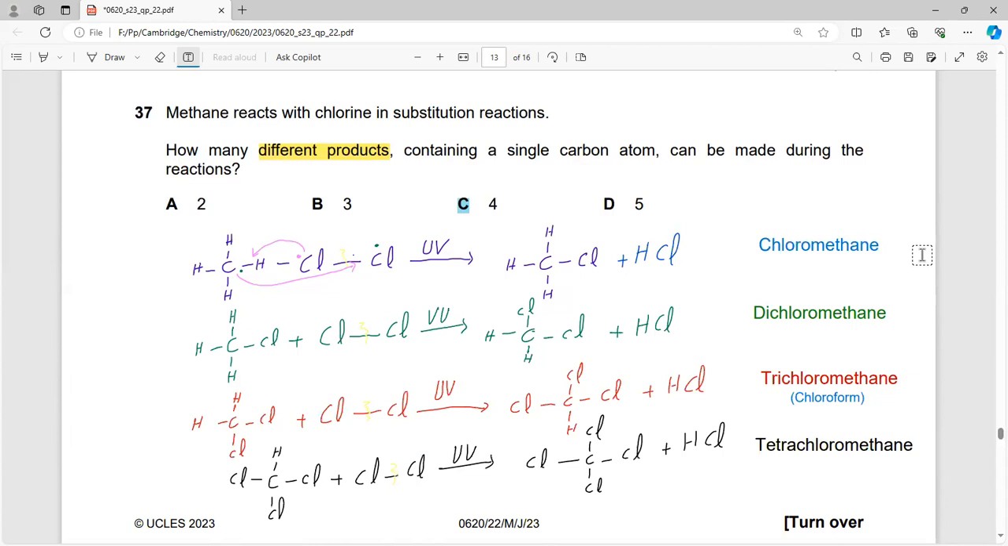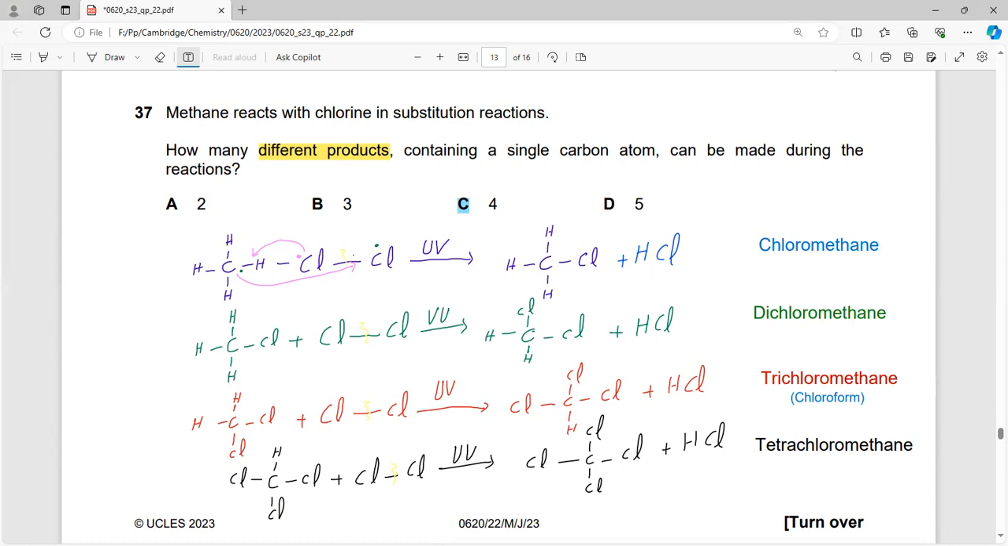This process continues as long as hydrogens are available on the carbon. Ultraviolet light acts again in the propagation reaction, the chlorine is continuously released, and this converts chloromethane into dichloromethane. In the same way, dichloromethane undergoes substitution again and produces trichloromethane, which is also called chloroform. We use this as an anesthetic.